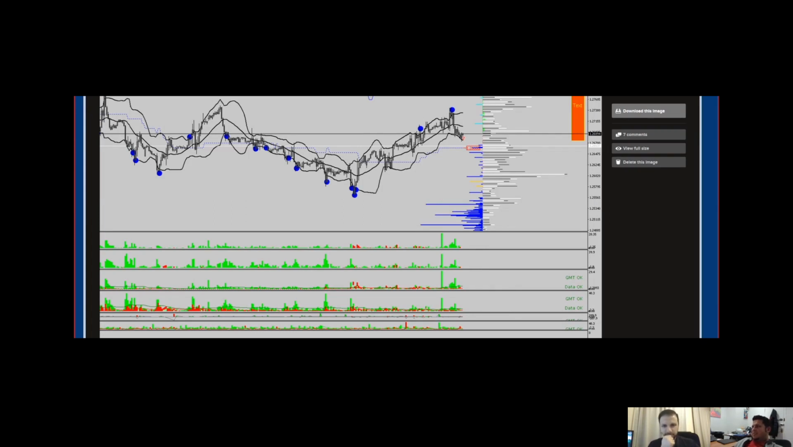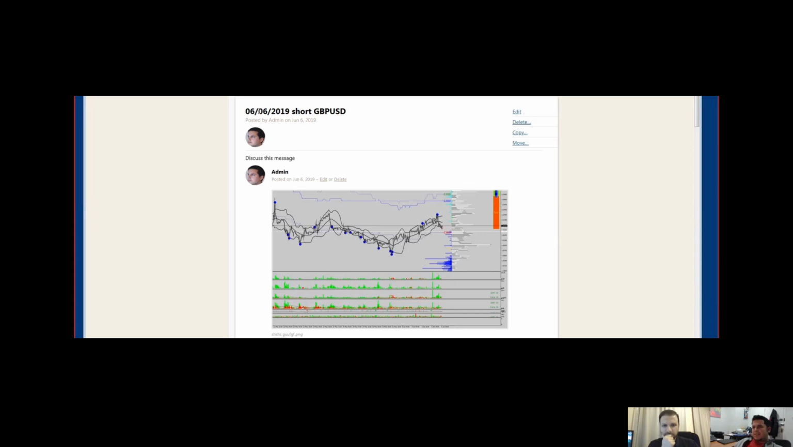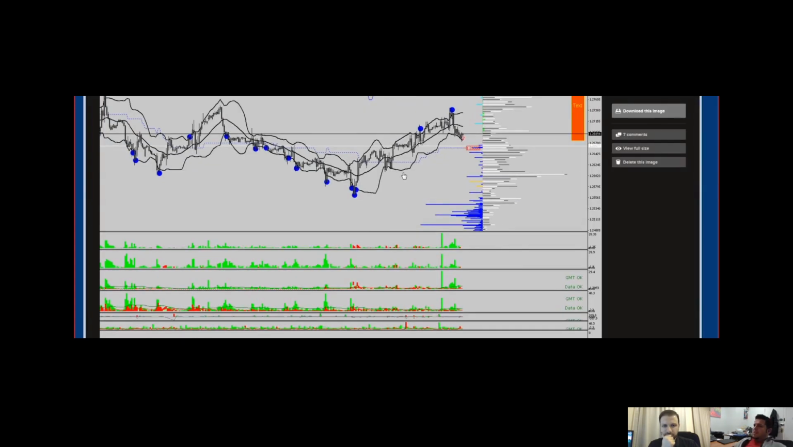So let's start. I think this one is a good one because it's rather simple. Look, 6th of June, short cable. So this is an hour chart. Look, price went up over a few days. Yes. Now the price comes down, you see, like around 30 pips.